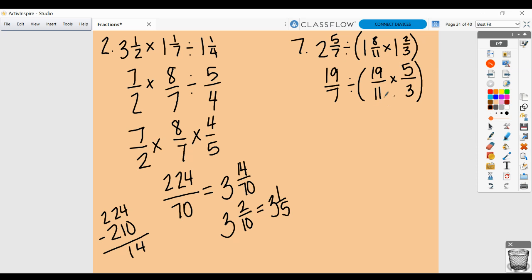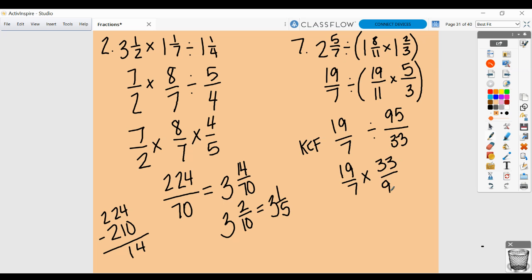This one's different because you have to do the parentheses. So 19 times 5 is 95. 11 times 3 is 33. And then we have the 19 over 7 that we can rewrite. Okay, now that it's division, we need to keep, change, flip. So you keep the first one, change it to multiplication, flip the second one.